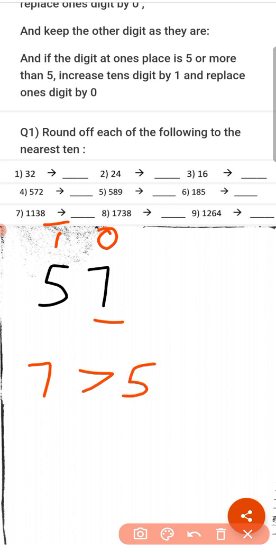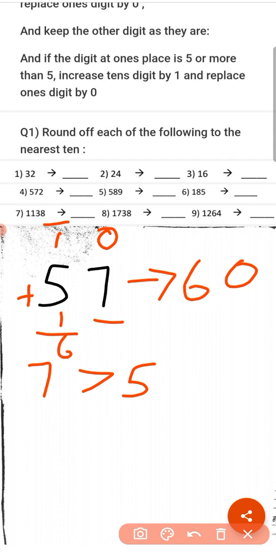7 is more than 5, isn't it? 7 is a bigger number than 5. So, what is the next step? Replace this 7 by 0, then add 1 to the tens place. So 5 plus 1 becomes 6. So our answer is 60. So children, here 57 becomes 60.